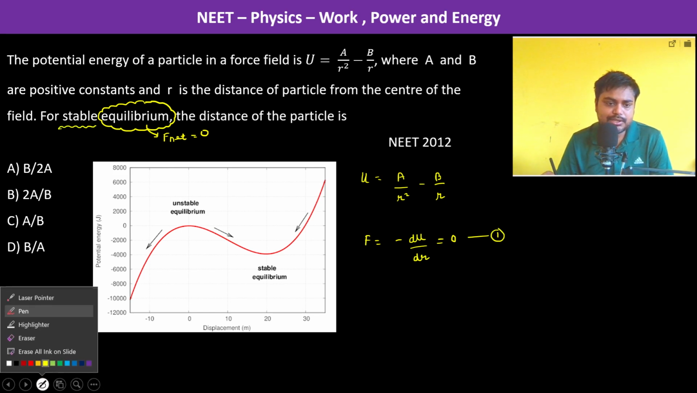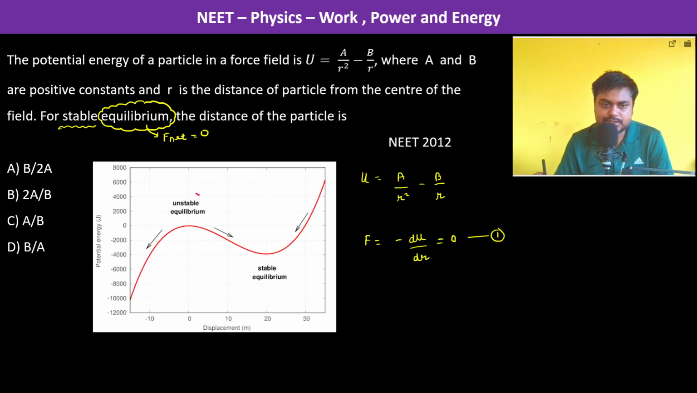So as we can see in the graph, this is unstable and this is stable. In stable equilibrium, the slope is going to be 0, like seen here, that dU by dR is 0. On the left side, dU by dR is negative, the slope is negative, and on the right side the slope is positive.